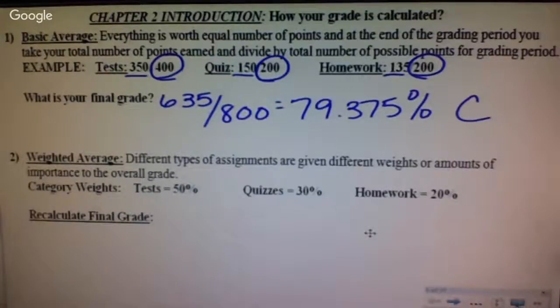This is just getting your average grade. So to get this 635, we take how many points you earned. You earned 350 points for tests, 150 for quizzes, and 135 for homework. So if you add all three of those together, you earn 635 points. Your tests then were out of 400 points. Your quizzes were out of 200 points, and your homework was out of 200 points. So that's a total of 800. So you earned 635 points out of a total of 800, which means you would walk away with a 79%, which is a C average.